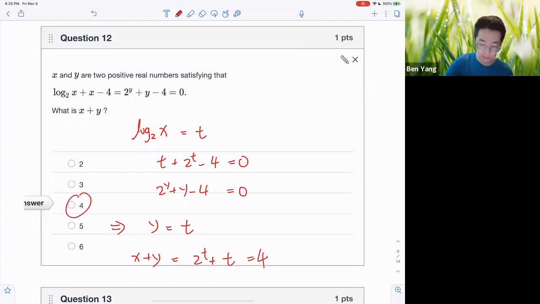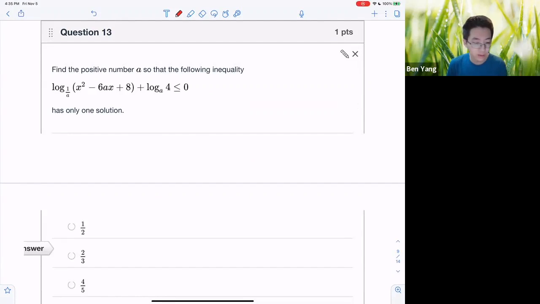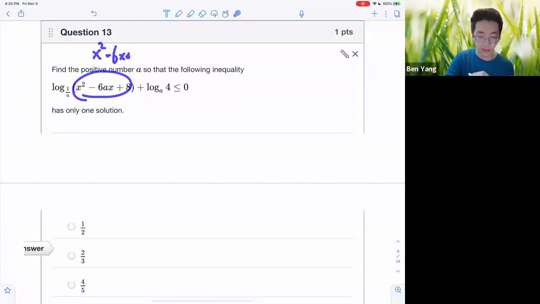And that's the answer. Find positive integer a so that the following inequality has only one solution. Interesting, because this is a quadratic expression of x. Suppose, for example, it's x squared minus 6x plus 8. Usually there should be two solutions, because if x equals 2 works, then x equals 4 should also work because of the symmetry. But now this one only has one solution. That means the solution must be x equals 3a. If it's not, then there should be at least 2 in symmetrical positions.